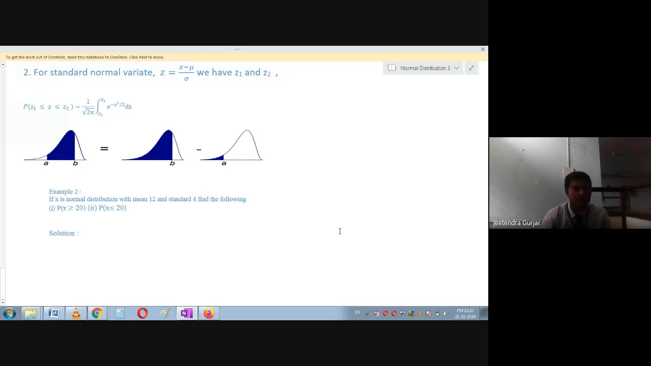Okay. Now we see here. If X is a normal distribution with mean 12 and standard deviation, I forgot to give you the standard deviation, I will take this standard deviation as 4. Then you are going to find the following probabilities: P of X is greater than or equal to 20, and the second one, probability of X is less than or equal to 20, student.